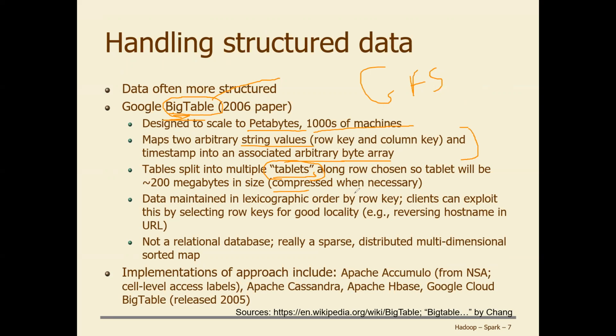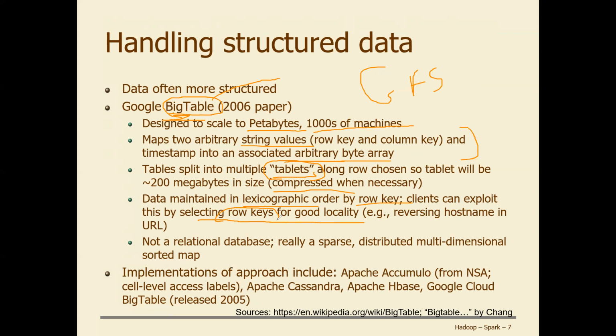I can also compress them if needed. And data is maintained in lexicographic order. I mean, in the order of the string, A, B, C, D, E, by the key of the row. And clients can exploit this by selecting row keys for good locality. So the concept is the same. If I am location aware, I will be able to manage the queries in a better way. So the location awareness in Bigtable can be acquired through row keys.